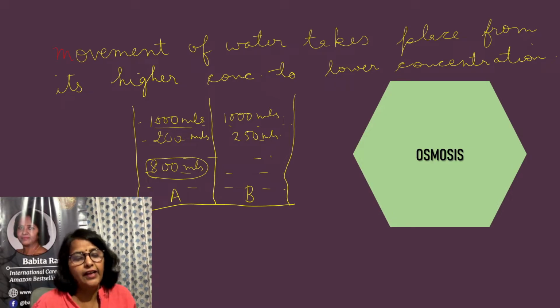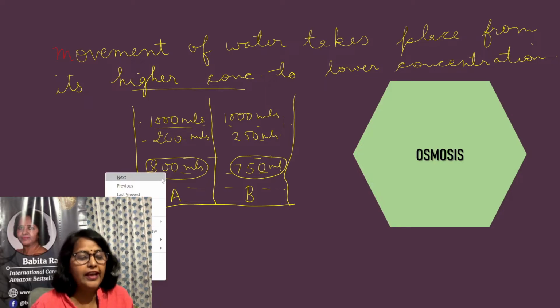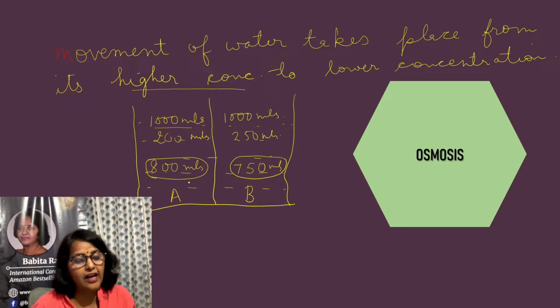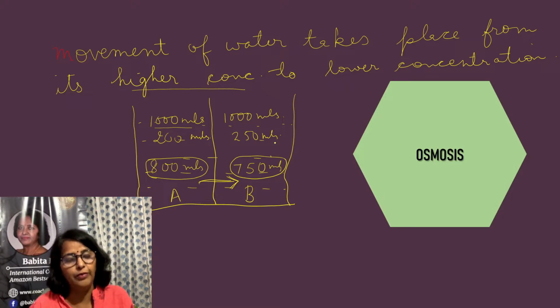What about this side? We have 250 molecules of sugar. So how many free molecules of water are there? There are 1000 minus 250, 750 free molecules of water. So where do we have more concentration of water? Higher concentration of water is on the A side. So water will start moving from A to B, until it reaches equilibrium. So this is what happens in osmosis.